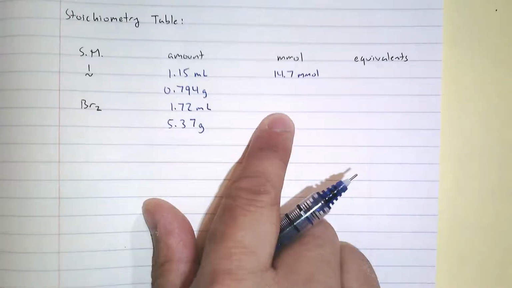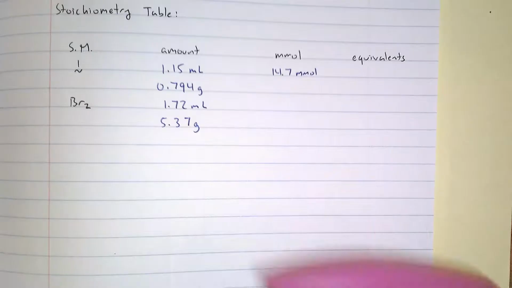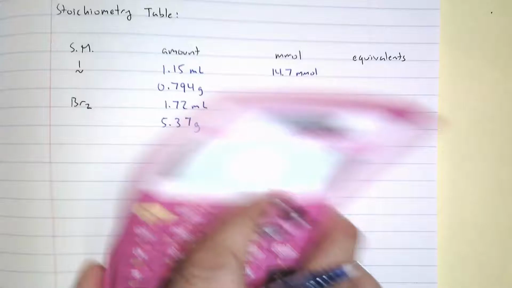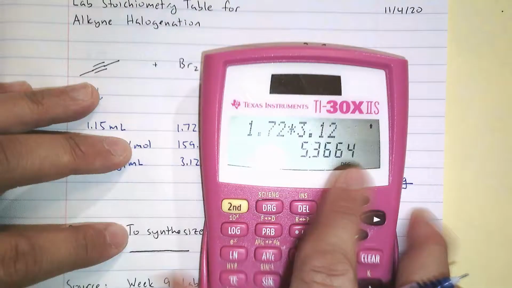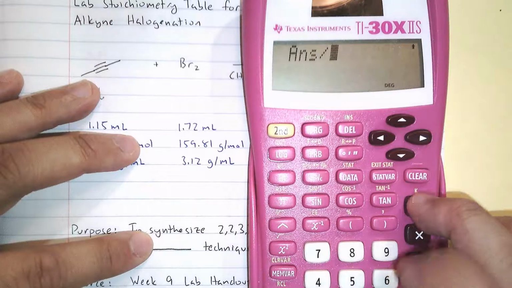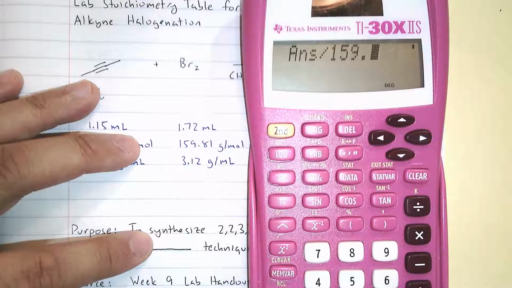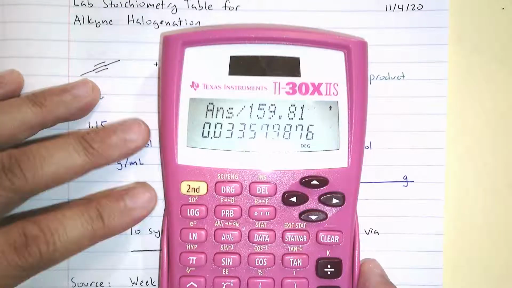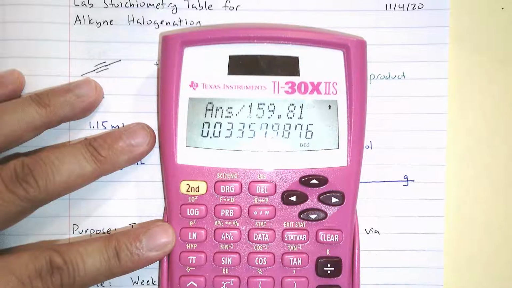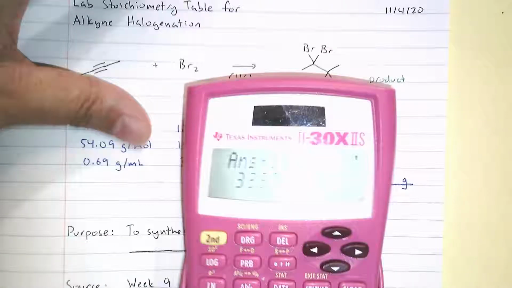So let's see what happens with the millimoles. I have that number saved. I rounded it for the table, but let's keep this number, and we divide it by the molar mass, which is 159.81. Okay, so that is the moles, times 1,000. That's the millimoles, 33.58.